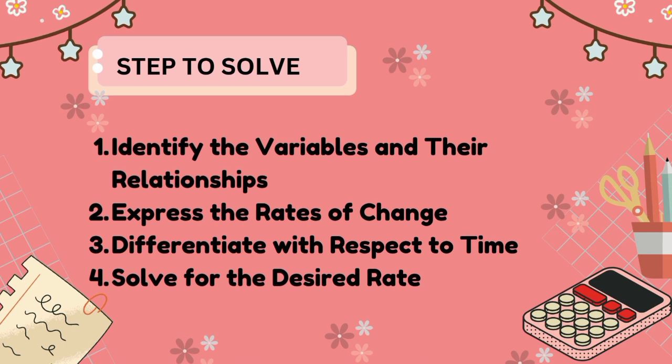These are the steps to solve a problem about related rates. First, identify the variables and their relationship. Second, express the rates of change. Third, differentiate with respect to time. Lastly, solve for the desired rates.